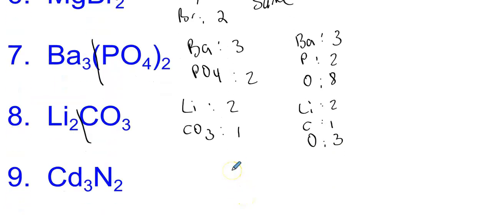And then this next example here, we have 2 monos, so all we have is Cd and N. So we have 3 and we have 2, and it would be the same because there's no way to break them down because they're already broken down.